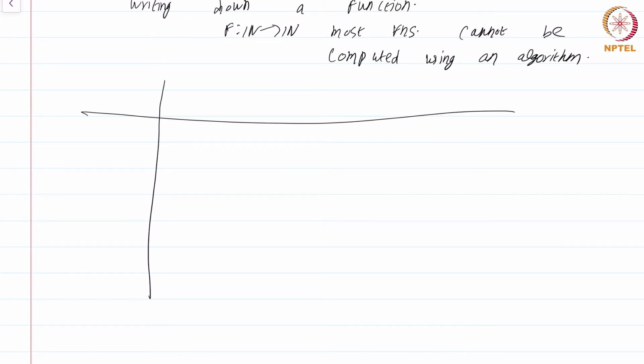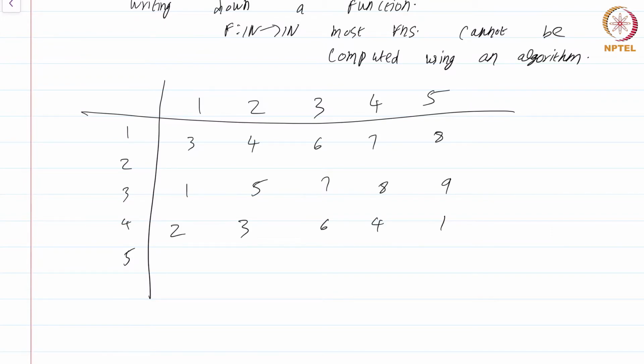Suppose you have a finite set, let's say just 1 2 3 4 5, and you want to write down a function from 1 2 3 4 5 to 1 2 3 4 5. You can just write it down in tabular form. Since I started, let me define the function here. It's actually a more general function than what I was thinking of. Let's write 3 4 6 7 8, 1 5 7 8 9, 2 3 6 4 1, 1 7 8 4 5.